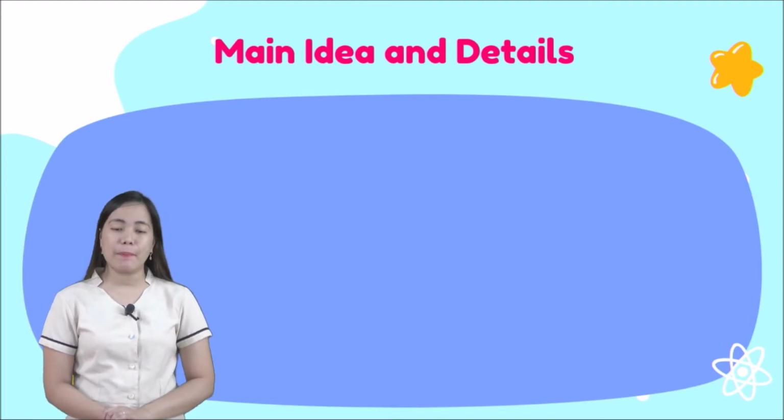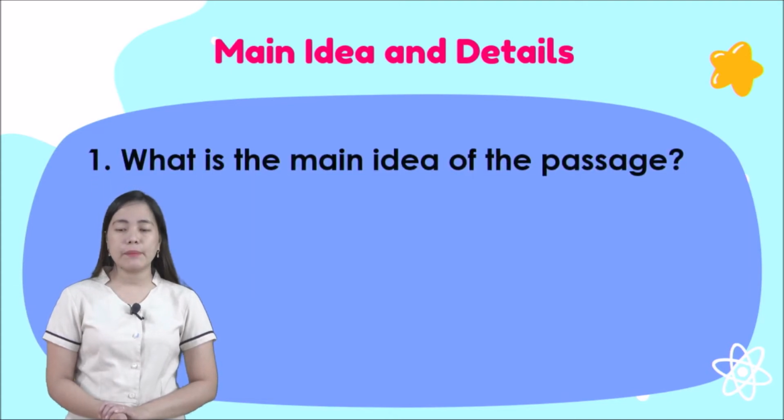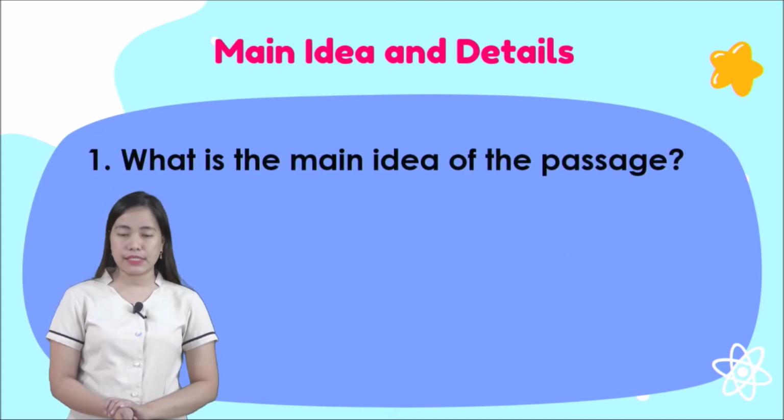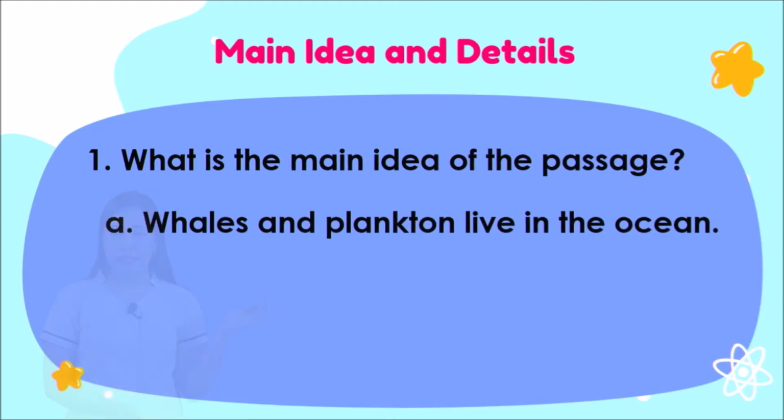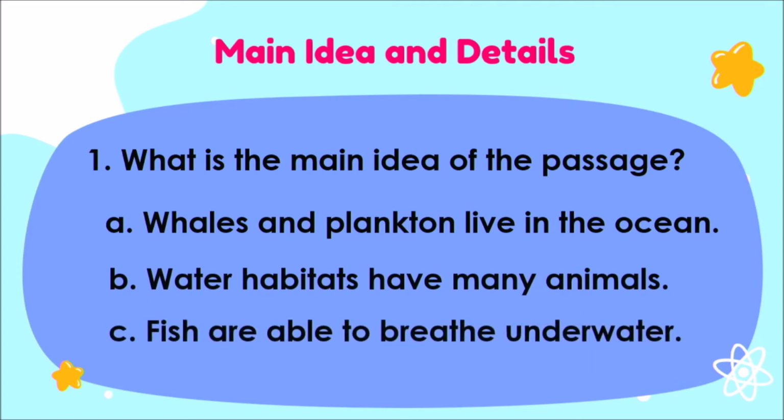Let's start with the main idea and details for number 1. What is the main idea of the passage? A. Whales and plankton live in the ocean. B. Water habitats have many animals. Or C. Fish are able to breathe underwater. What's the answer? Very good. It's letter B. Water habitats have many animals.